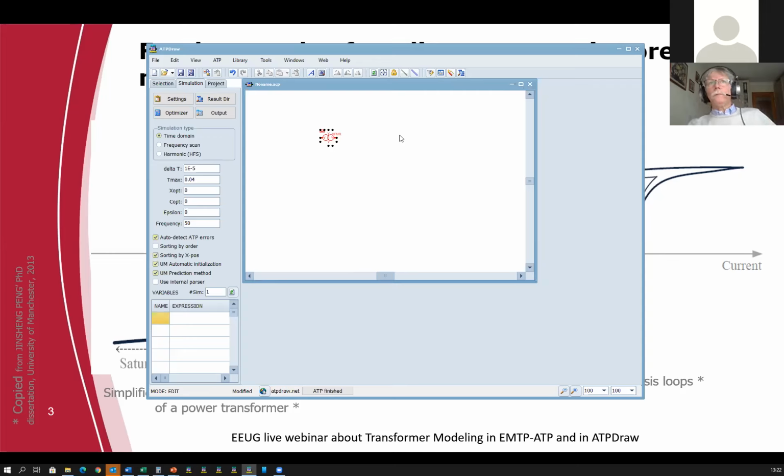Okay, another question is, is it possible to set a percentage of remnant flux using the XFMR model? Percentage of remnant flux in XFMR. In XFMR, you cannot set the remnant flux in any way.